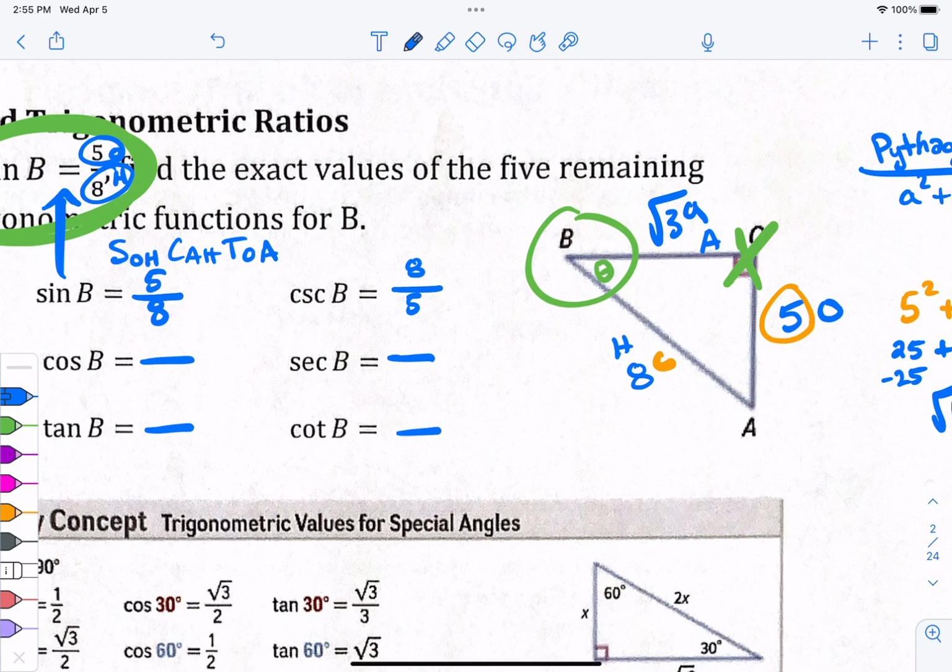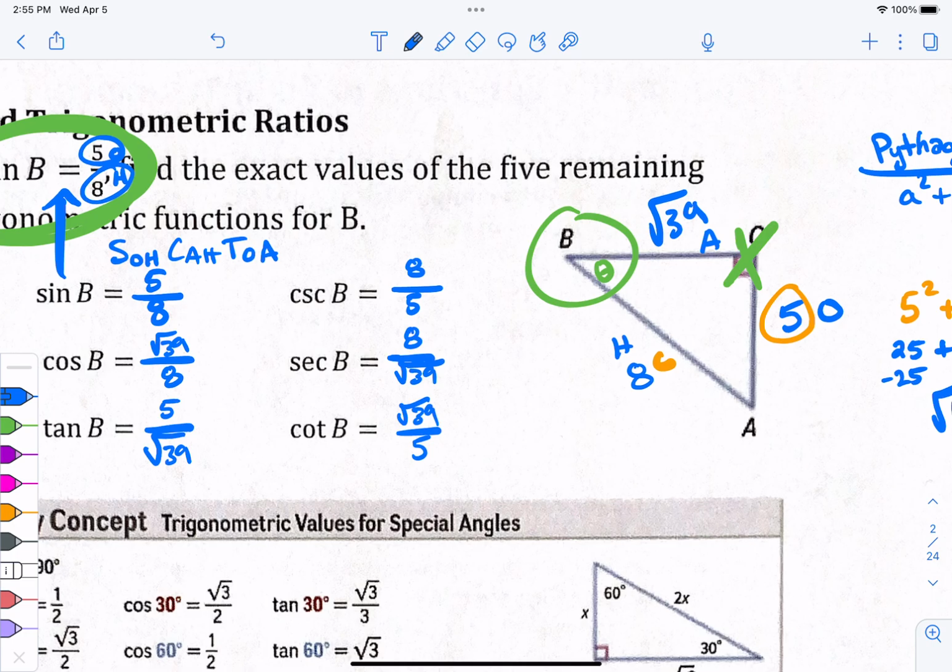Cosine is adjacent over hypotenuse. Square root of 39 over 8. A is the square root of 39, and H is 8. So then secant is 8 over the square root of 39. Got it? Tangent is opposite over adjacent. So 5 over the square root of 39, or cotangent is the square root of 39 over 5. Now, we're not done yet.